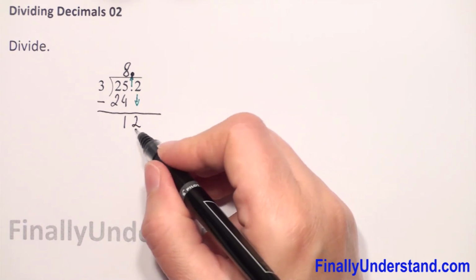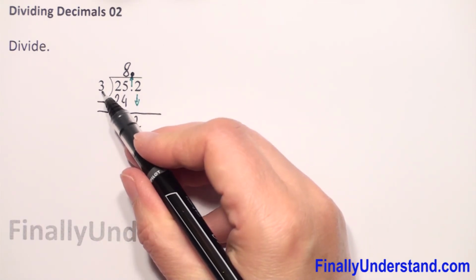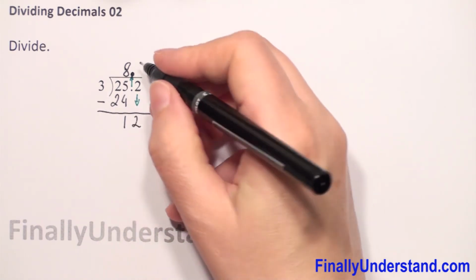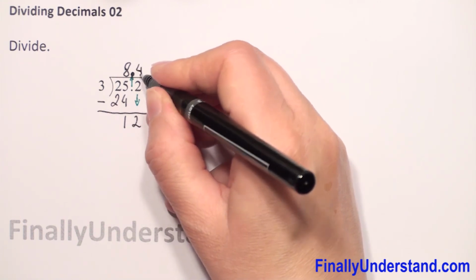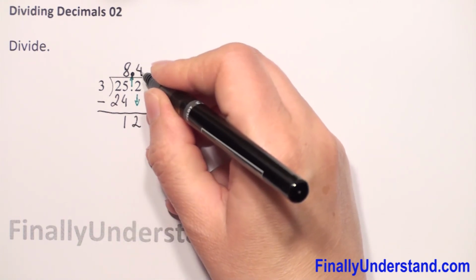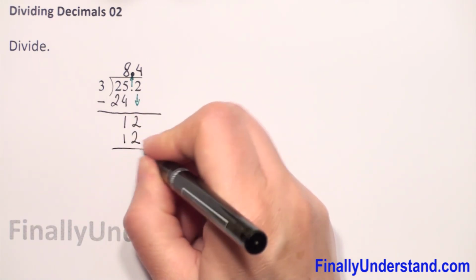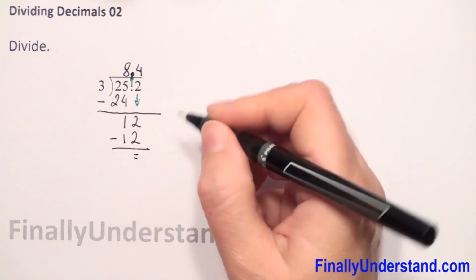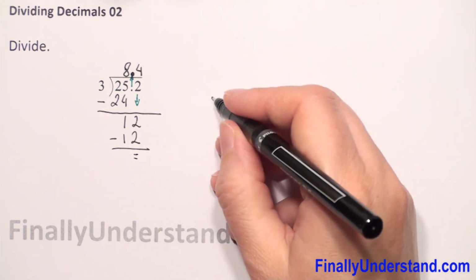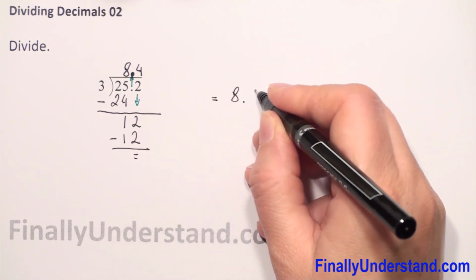So we have now 12 divided by 3. How many times can we put 3 into 12? 4 times. So we write the solution in the same column. And now 4 times 3 is 12. 12 minus 12 is 0. So we finish the long division, and our solution is 8.4.